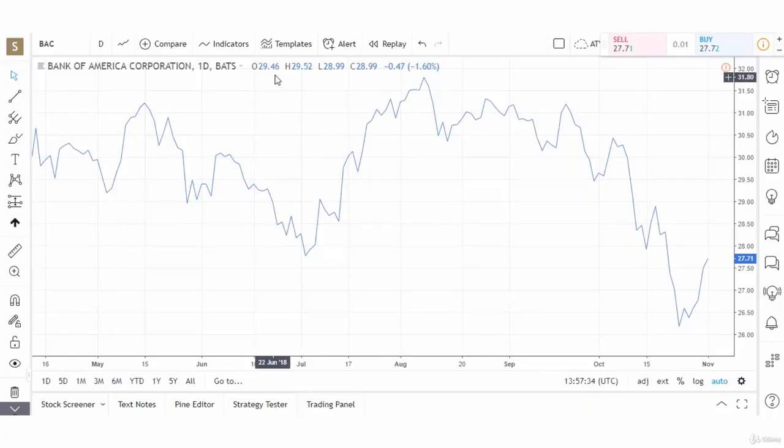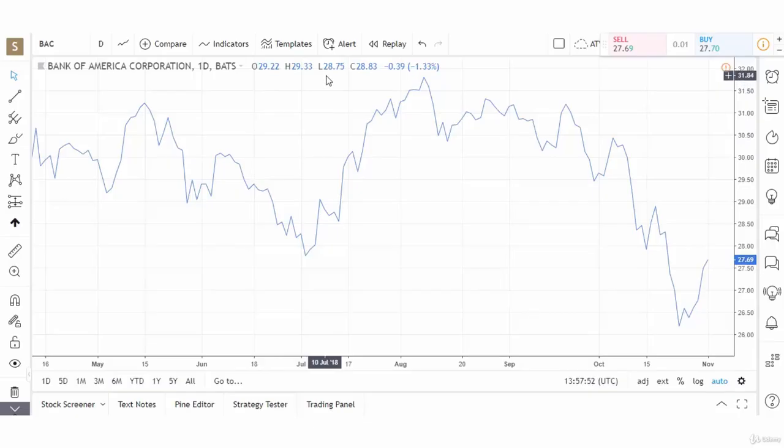If you look at the top of the chart, it will tell you, on the day that you're looking at, what the open, the O is the open, H is the high, and the prices are changing because as I move the cursor, it's moving from day to day.